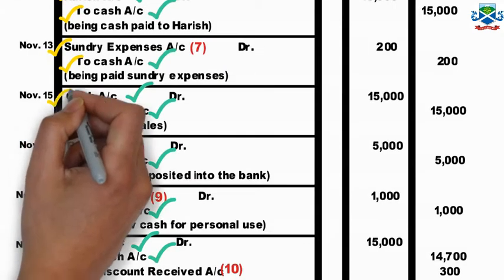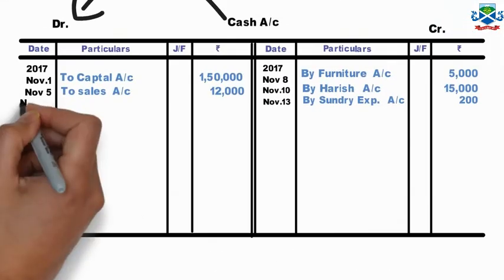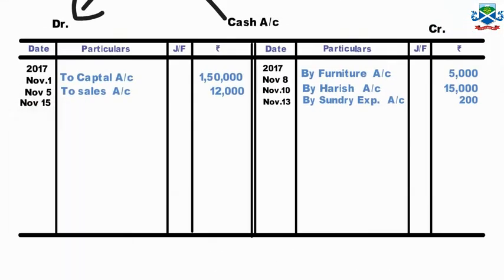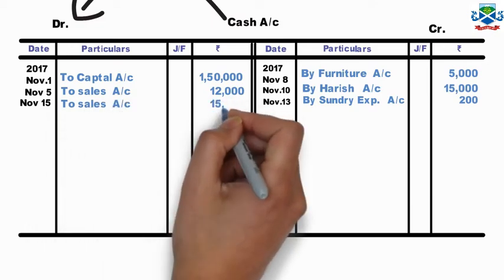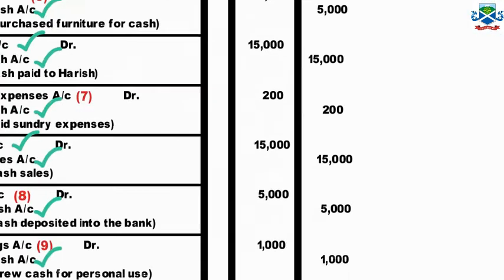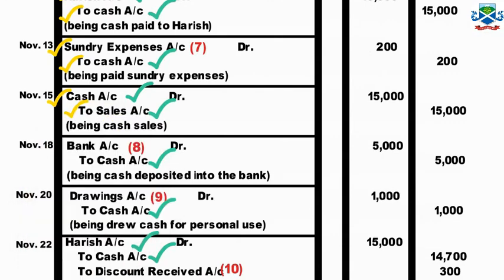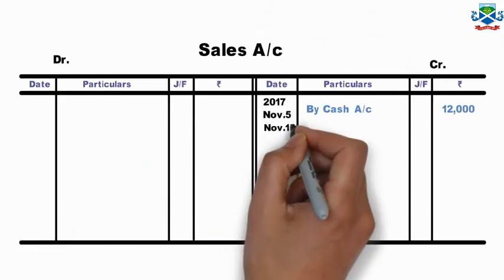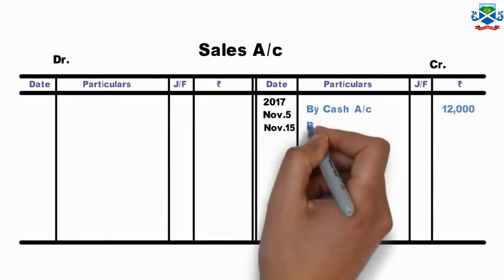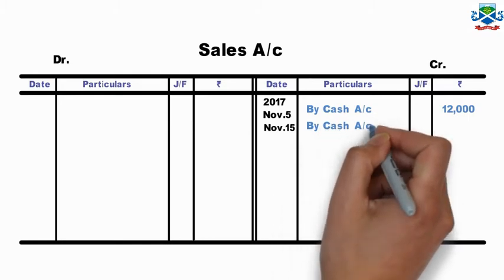Next journal entry is cash account debit to sales. So we'll go to the cash account and write on the debit side, November 15, to sales account 15,000. Again, sales account is credited by cash 15,000. So we'll go to the sales account. We already have our sales account, so credit side, by cash account 15,000.